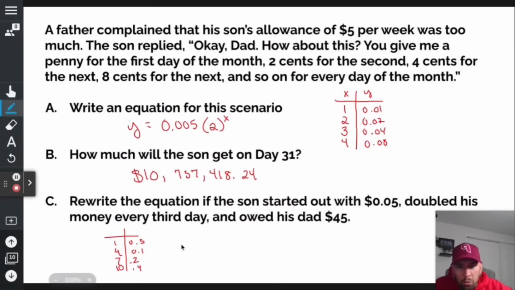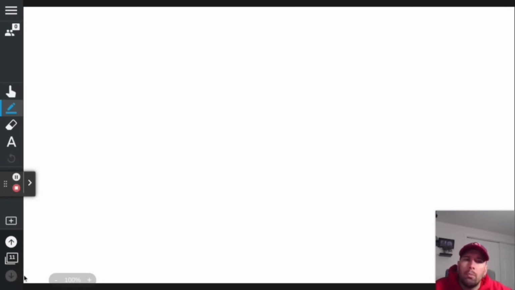Okay, so this equation is much, much, much worse. Y equals 0.3968, so 0.397 to the 1.259, so 1.256, actually. That's what we're going to have to do to the x power. Oh, he owed his dad $45. Minus 45. That's it. And we're done. Thanks for watching.